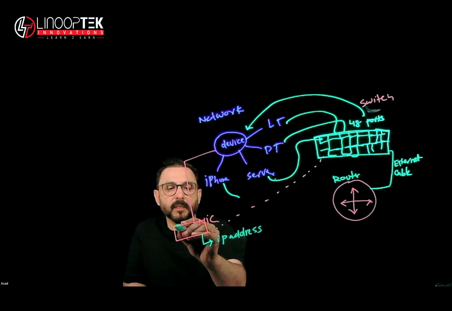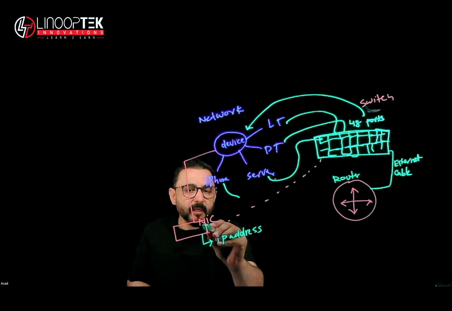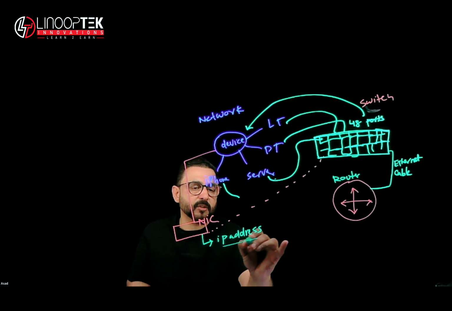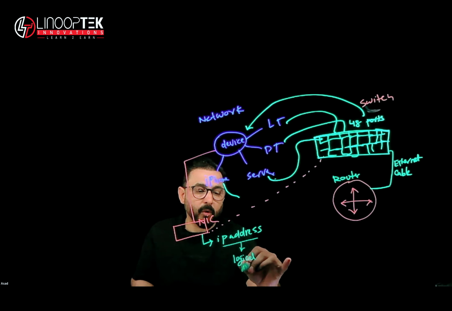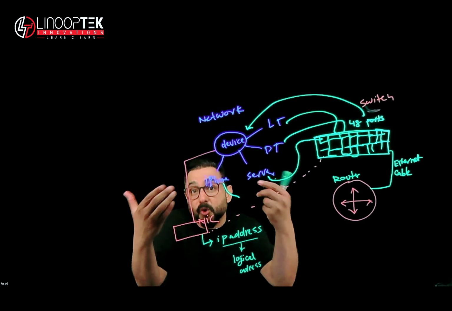By the way, this is the Ethernet card. You can call it a network card. Every network card has a logical address. IP address is also called a logical address. This is for your understanding, by the way. Don't tell an IT guy, I use a logical address. There's no such thing as a logical address. This is for your understanding.